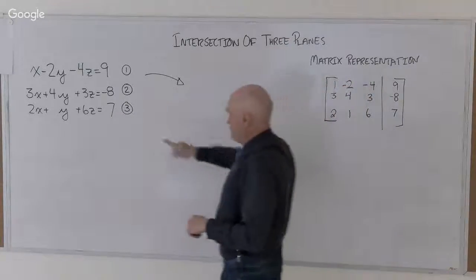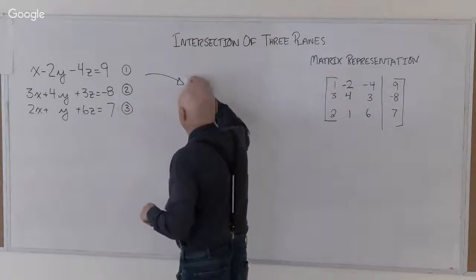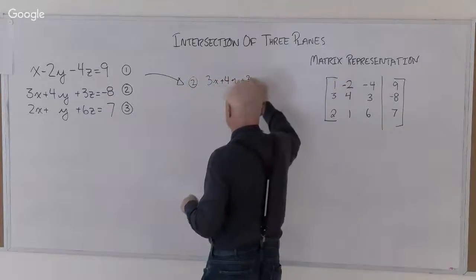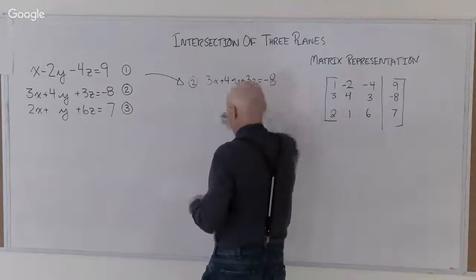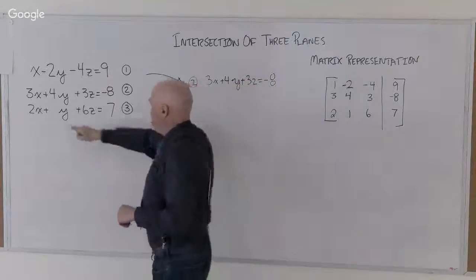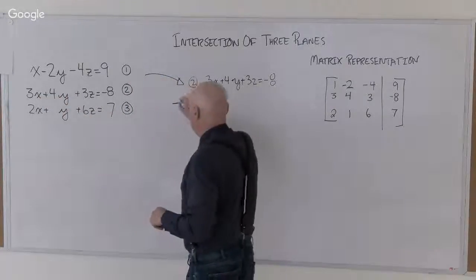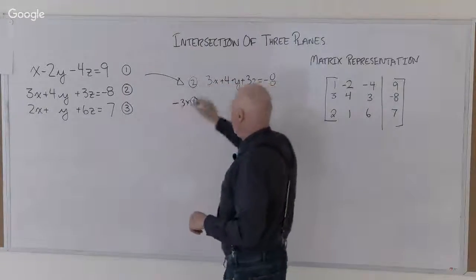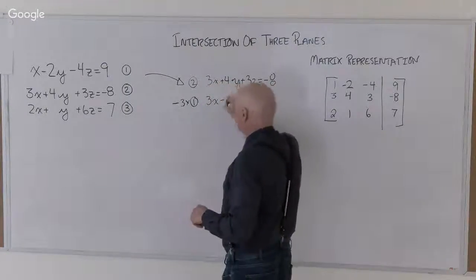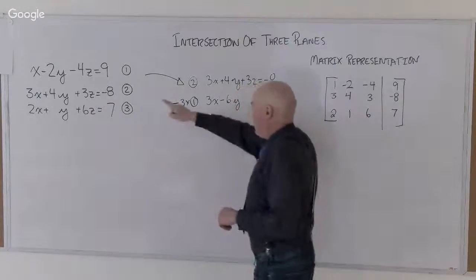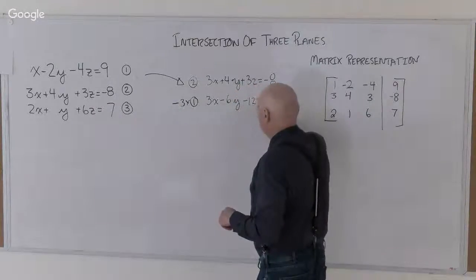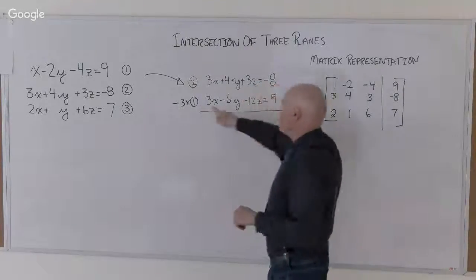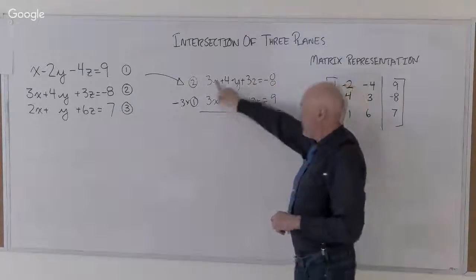So basically what I'm going to do is I'm going to take equation 2, 3x plus 4y plus 3z equals -8. And I'm going to subtract, I want to get rid of my x, kind of arbitrarily, but we'll see why, 3 times equation 1. Okay? So 3 times equation 1 is 3x minus 6y minus 12z equals 9. All right. So I've just multiplied equation 1 by 3. Now I'm going to subtract everything.